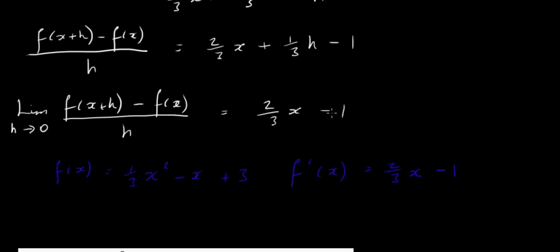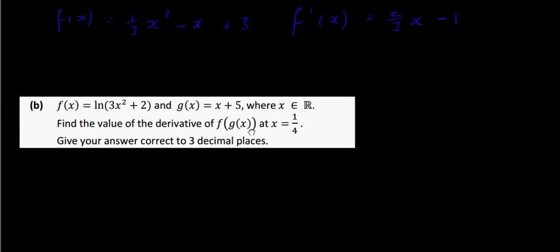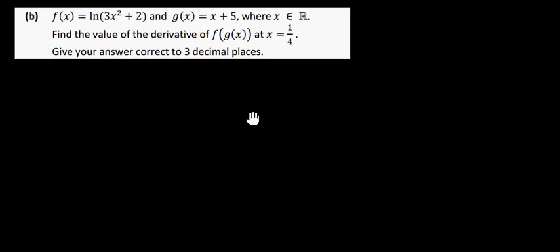Okay, last one then that I'm going to do in this video is part B, and this involves a function f of x, which is the log of 3x squared plus 2, and we've got g of x, which is x plus 5. Now we've got to find the derivative of this compound function, f of g of x, when x is equal to a quarter.